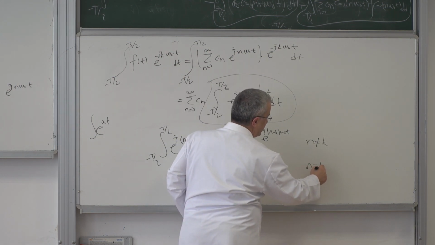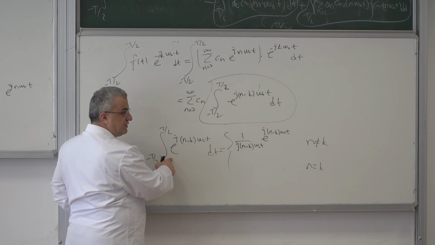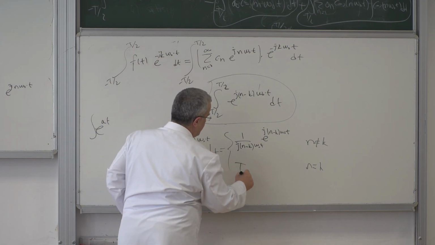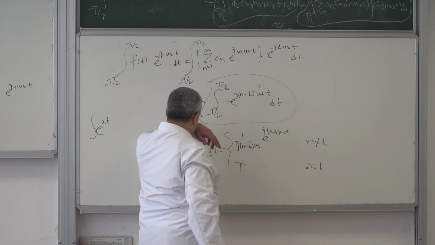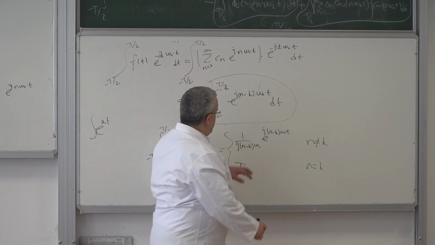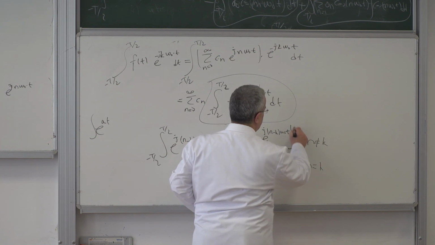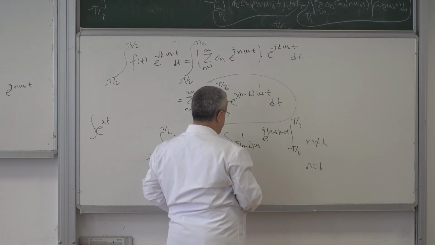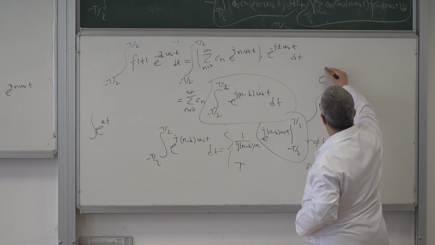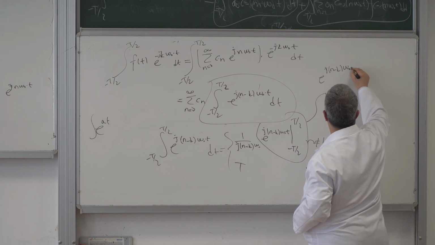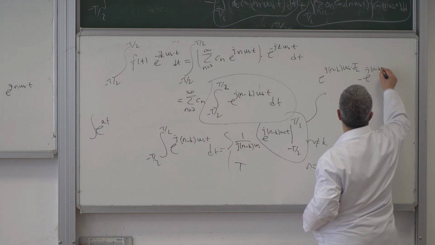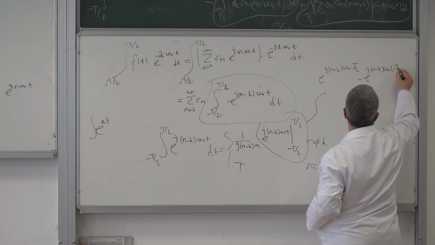If n is equal to k, then this is e to the 0, so it is 1. So what is this integral equal to? T. There is no t here, of course. Now for n different from k, evaluate from minus T over 2 to plus T over 2. In the upper limit, the value is e to the j n minus k omega 0 T over 2, minus e to the j n minus k omega 0 times minus T over 2.